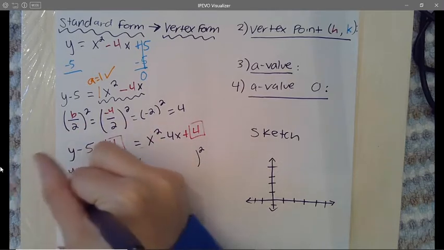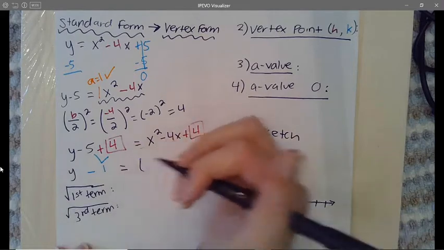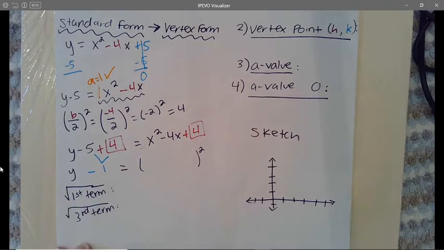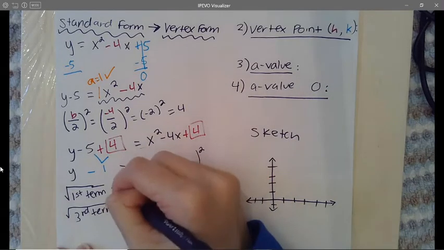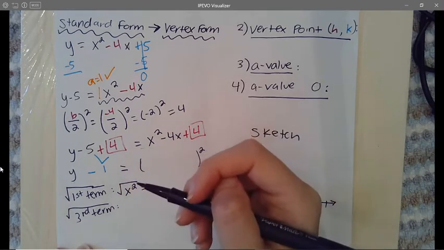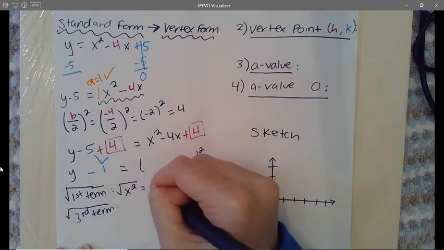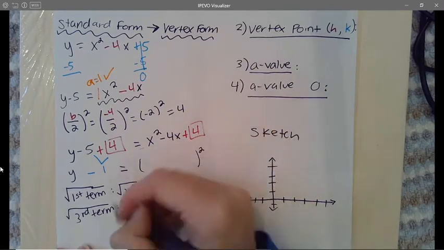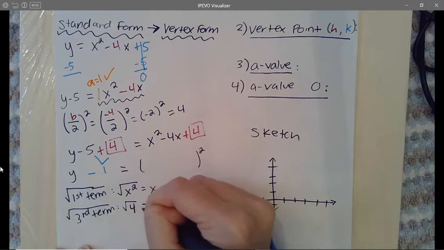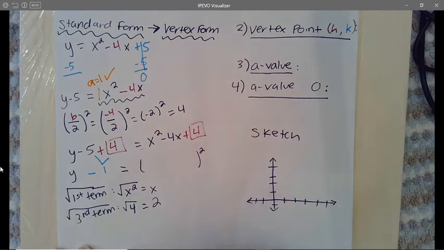We're going to square root the third term, or the last term. And then we're going to take the sign of the middle term. All right, so the square root of x squared, what times what gives you an x squared? That would be an x. And I'm going to square root the third term, which is a 4. So the square root of 4 is 2, because 2 times 2 equals 4.